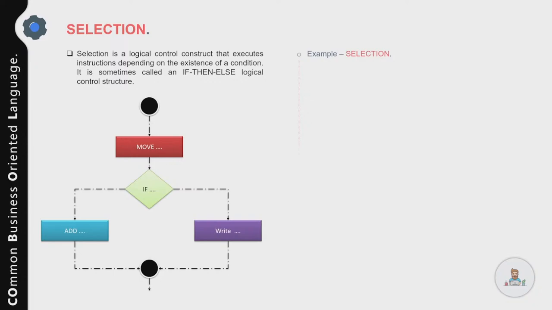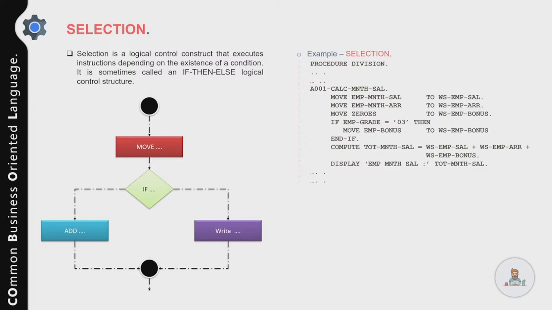So if you look at the right-hand side of your screen, again, we have the same procedure division, which is extracted from an actual COBOL program. And you have a paragraph that is A001-calc-month-salary. So in this paragraph, you have a couple of move statement, and there is one move statement that is initializing employee bonus with zeros. That is, again, a figurative constant that I've used in this case.